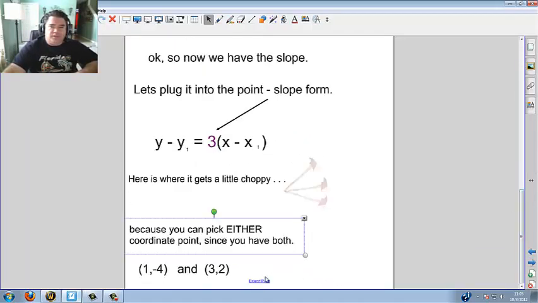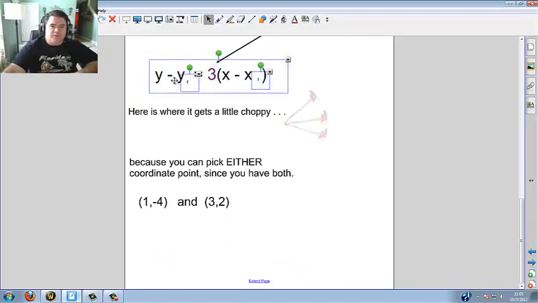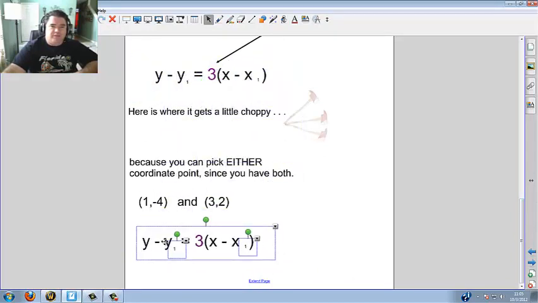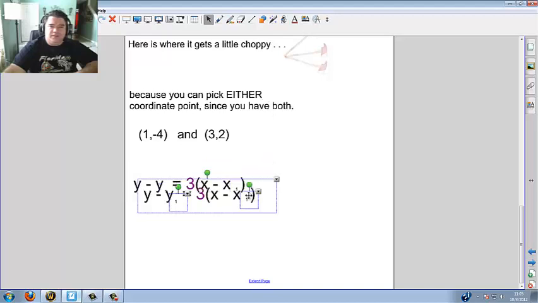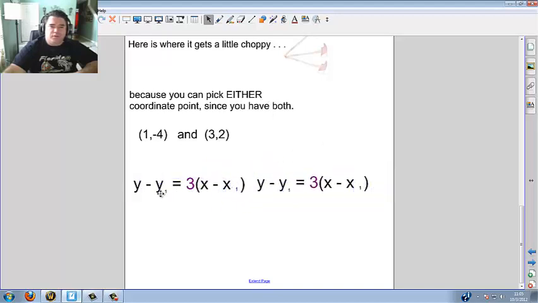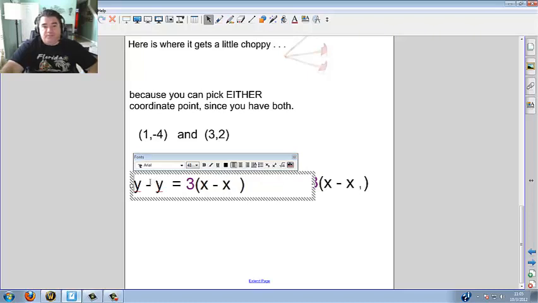Whoops, let me finish that there. So to finish this here, you can either have, let me see, you can either have this or this. And what I mean is, I could put, for this first one here, instead of -4, I'm going to make +4.